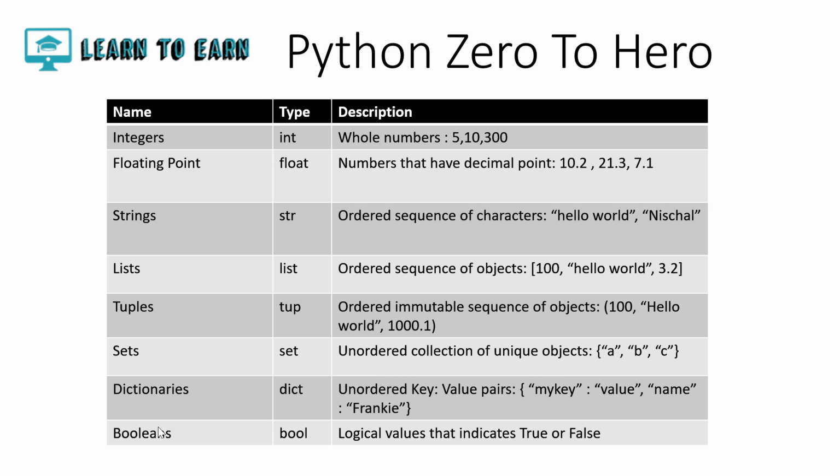Next is booleans, and its type is bool, and it's logical values that indicate true or false. Just make sure you keep the T capital and the F capital because that type of syntax is really important for Python. So these are all the basic data types in Python.